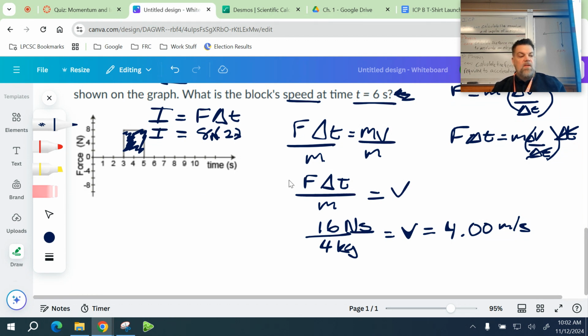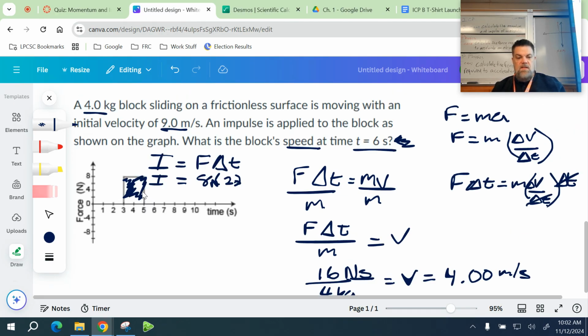So then what is my final velocity after the impulse? Well, what was the initial velocity? Oh, that was 9 meters per second, right? And then we added 4 more meters per second. So the total is 9 plus 4, which is 13 meters per second.